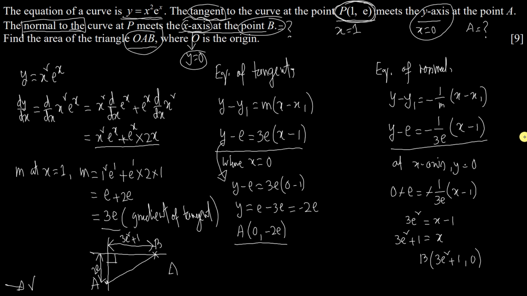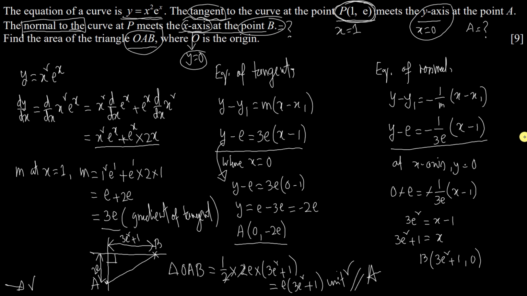So the question is the triangle area. For triangle OAB, we know the triangle area is half into base into height. So half into our base, twice e, and height is 3 square plus 1. We can cut out these 2 and 2. We can write as an answer e into 3 square plus 1 unit square. This is our answer to this question.